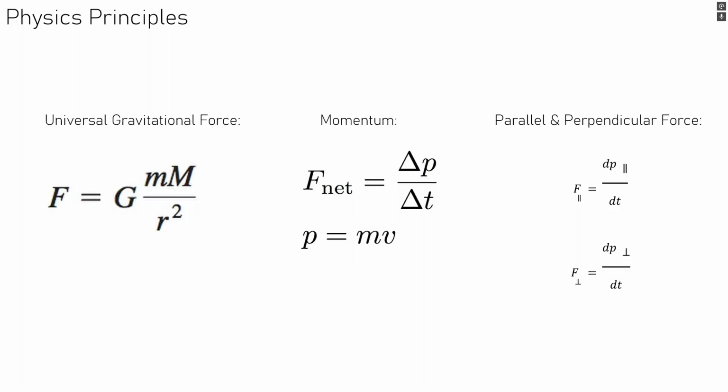Okay, so here's a breakdown of each of the physics principles you need to understand. For universal gravitational force, you know that the force is equal to a constant G, which is 6.7 times 10 to the negative 11, times the mass of each of those objects, divided by the radius or the distance between them squared.